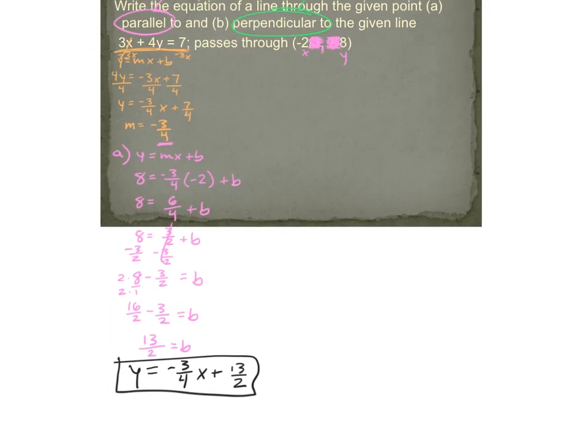Okay, for b, now we have to find the equation of the line that's perpendicular. So what would our slope be if it's perpendicular to our original equation? 4/3. 4/3, perfect. So remember, it's the opposite reciprocal. So since we started with negative 3/4, it becomes positive 4/3. So we just flip it.